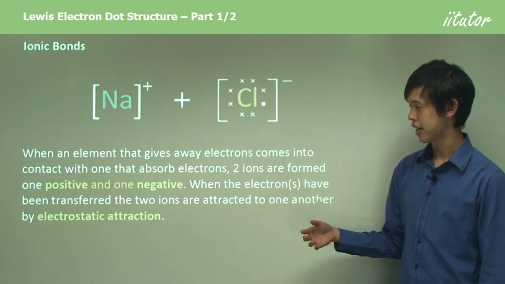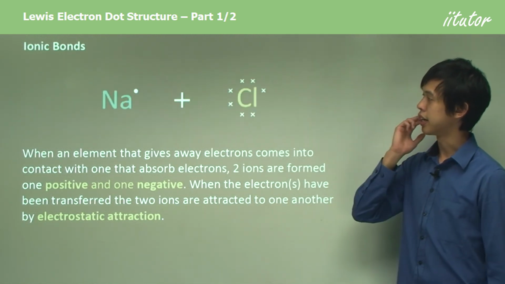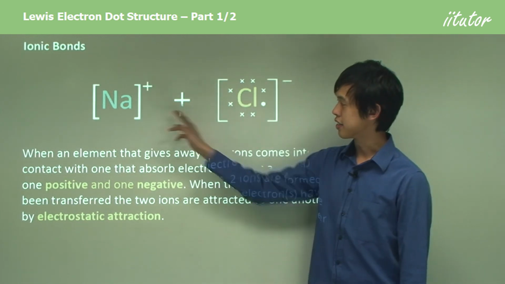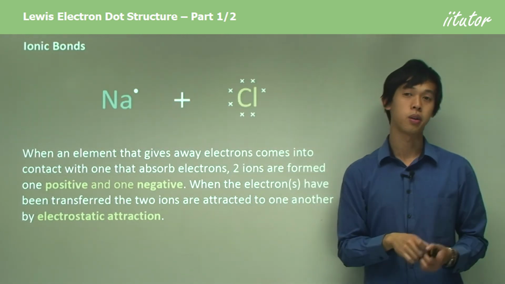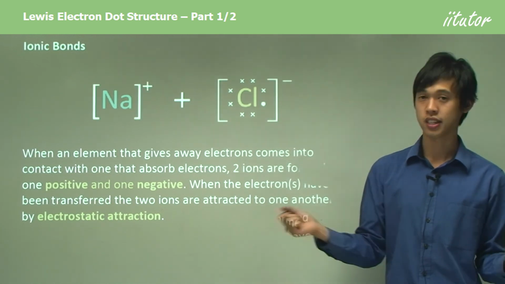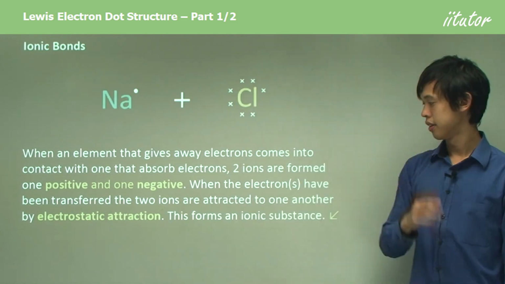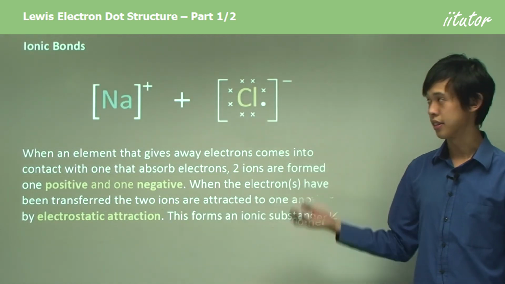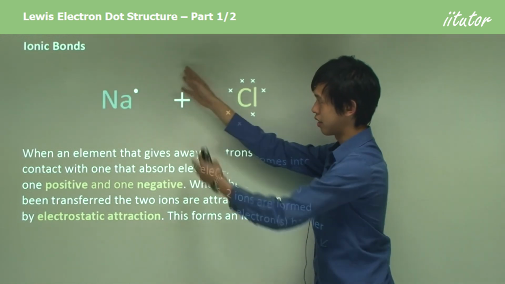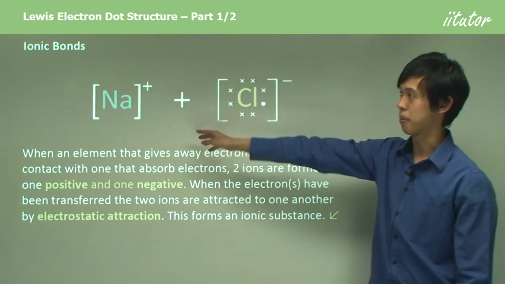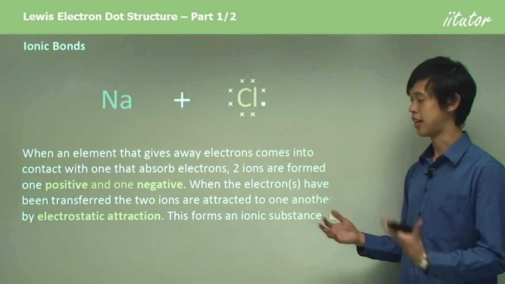When the electrons have been transferred, the 2 ions are attracted to one another by electrostatic attraction. When these 2 form ions, this one's positive, this one's negative, they attract each other, just like opposite poles in a magnet. You've got the north pole and the south pole, and they attract each other. Similarly, these 2 attract one another as well, and that forms an ionic substance. This attraction is what we call an ionic bond. So when these 2 come together, the bond that they form is called an ionic bond, and the substance made up of ionic bonds is an ionic substance.